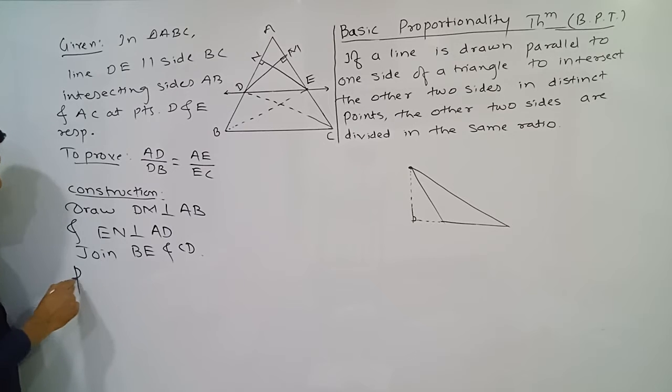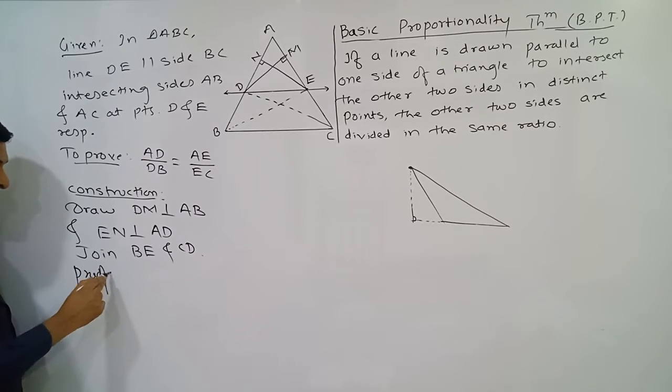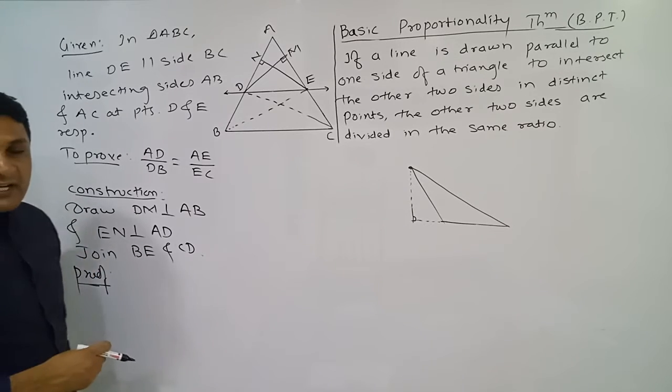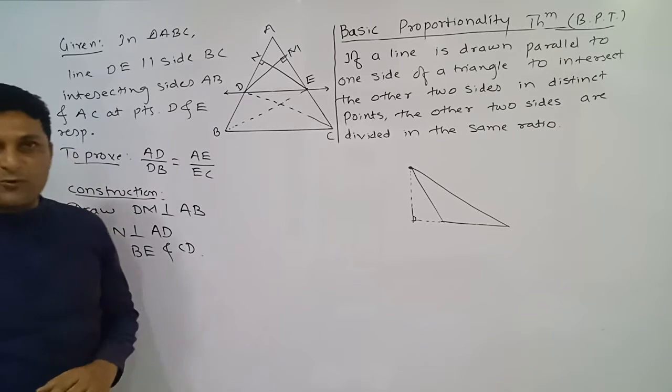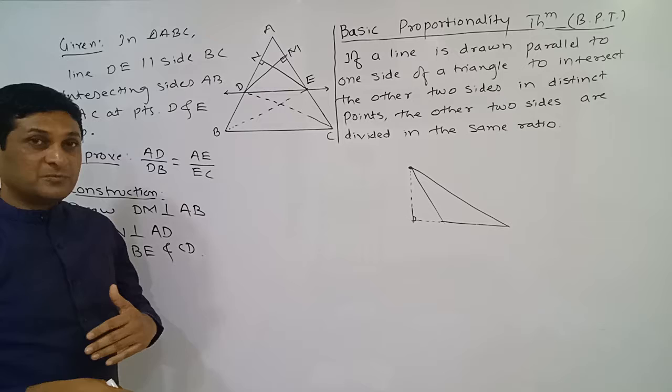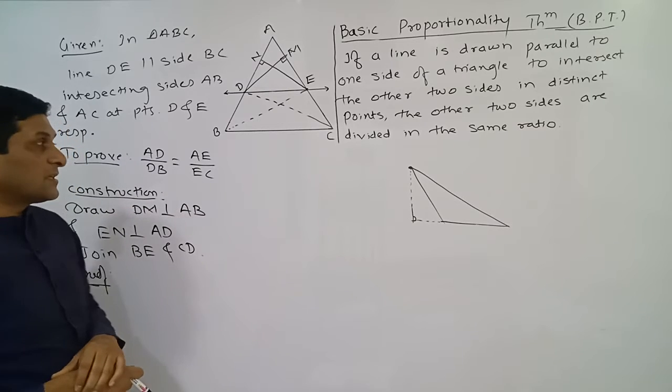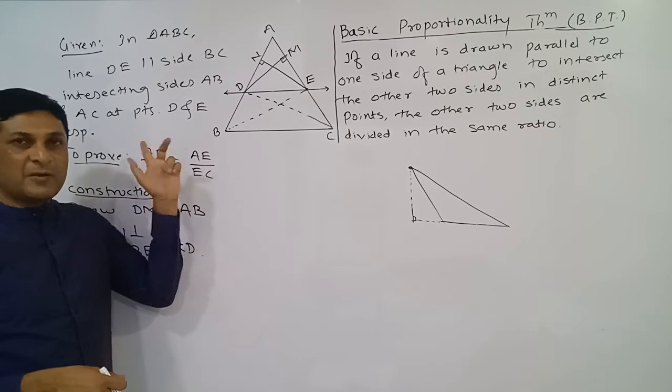So well, now let us try to prove this result. We know that area of a triangle is equal to half base into height. So here we are considering four triangles. Which triangle we have to consider depends on our required result.